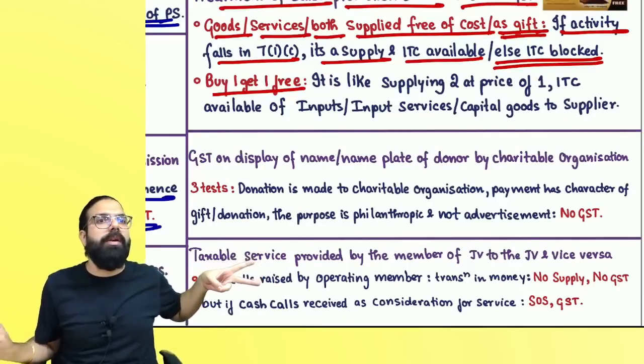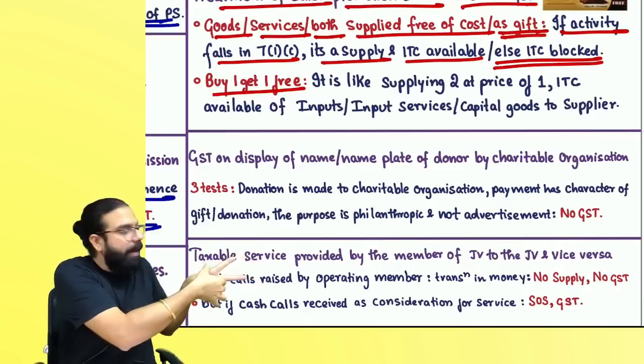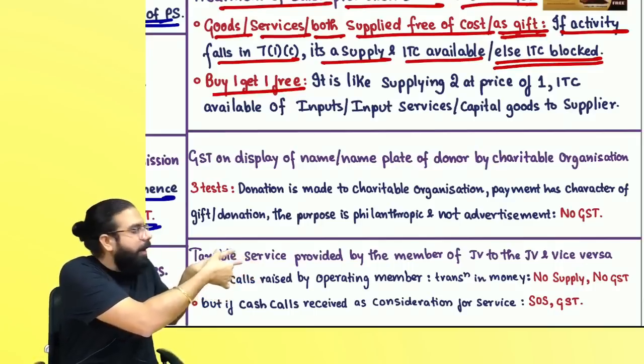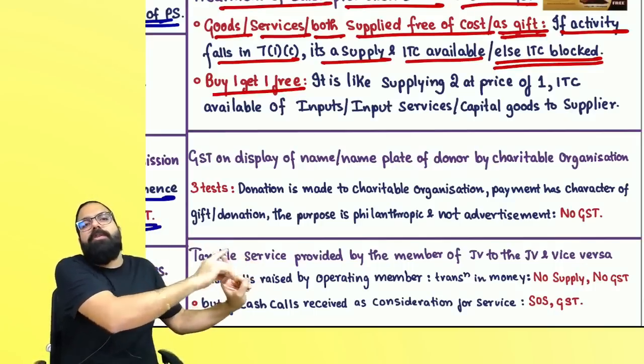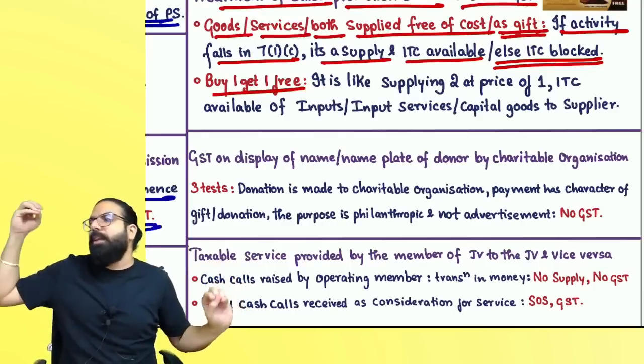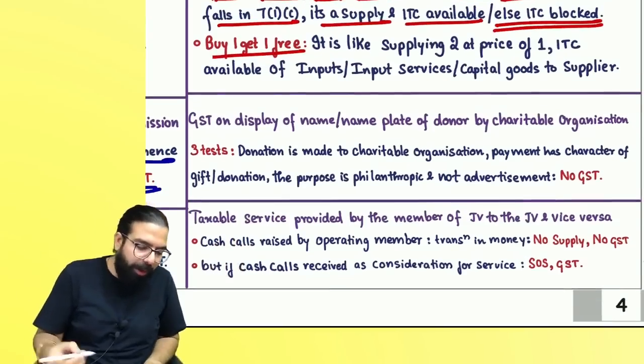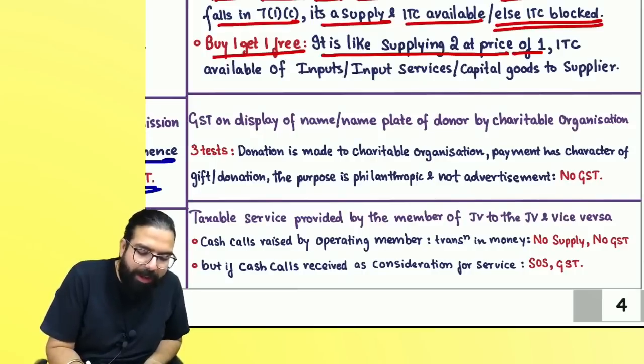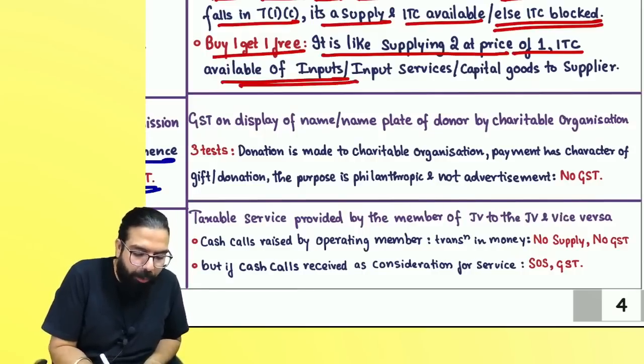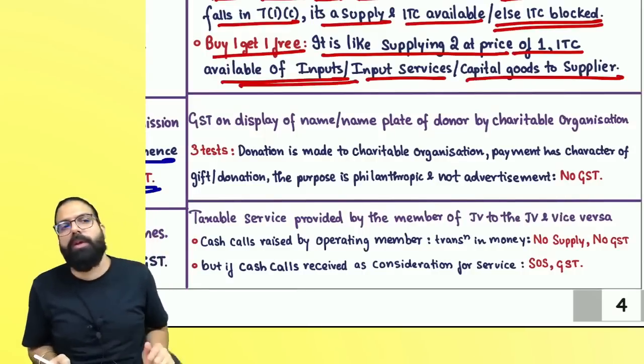The government went in and told, hey officer, open your eyes and see. It's just a fooling-the-customer technique. Here two goods are supplied at the price of one. All the input tax credit with respect to input service and capital goods will be allowed. It's like two supplied at the price of one. ITC of input service and capital goods will be allowed to the supplier.